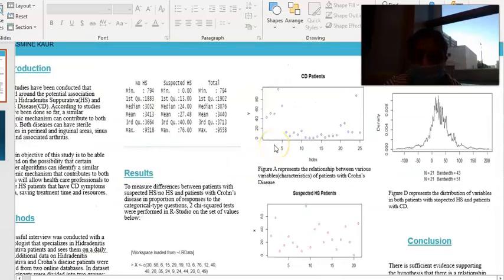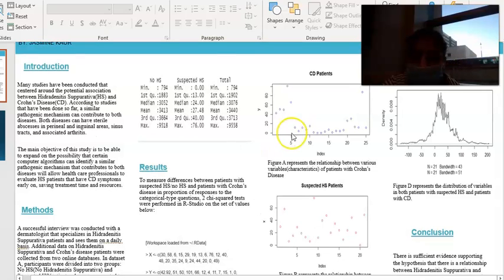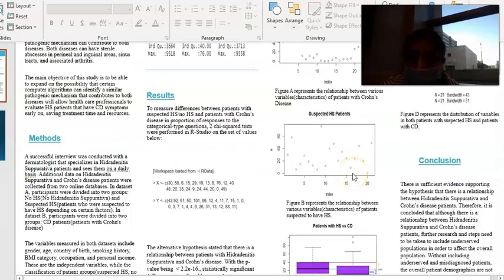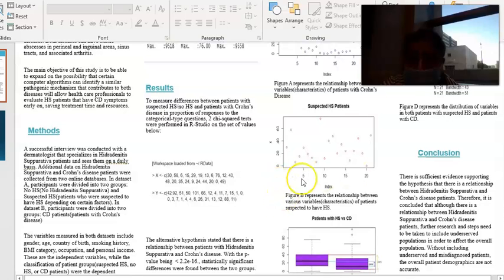And if you look here, Figure A is a scatter plot of the CD patients group, and Figure A represents the relationship between various variables, like I just mentioned, the different characteristics of patients with Crohn's disease. And Figure B, which is for the suspected HS patients group, represents the relationship between various variables, like I just mentioned before, of patients suspected to have HS.